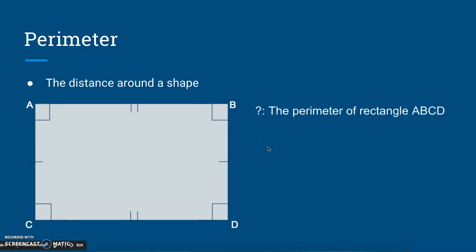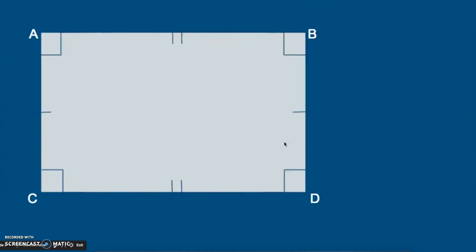So if I want to know the perimeter of rectangle ABCD, I need to find the sum of the lengths of the sides. So I know that there are 4 sides in my rectangle and that opposite sides are congruent in length. So AB has a measure of 7, and so DC is also going to have a measure of 7. And AC has a measure of 5, so because BD is congruent to AC, it is also going to have a measure of 5. So now that I know the lengths of the sides, I need to find the sum.